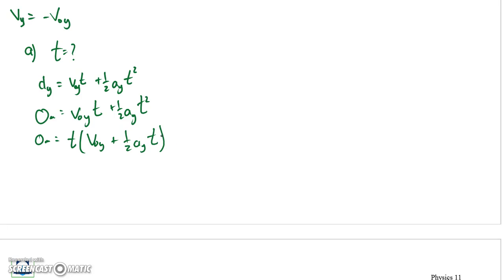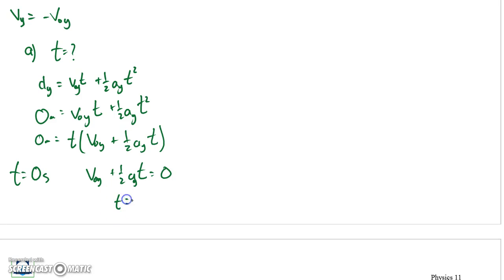If you think back to your days in math and solving equations, this tells us that at one point time is equal to 0, and on the other side, it would tell us that v naught y plus 1/2 at equals 0. So if you remember math, hopefully you can see where that came from. And now we just got to rearrange for time.